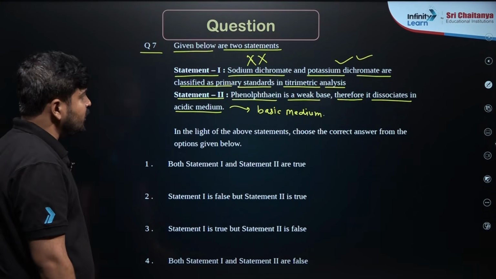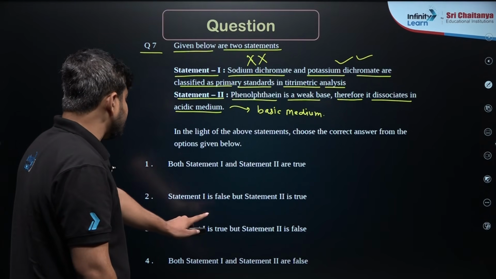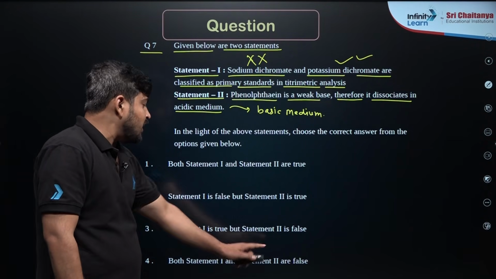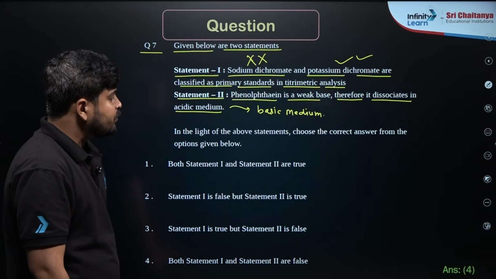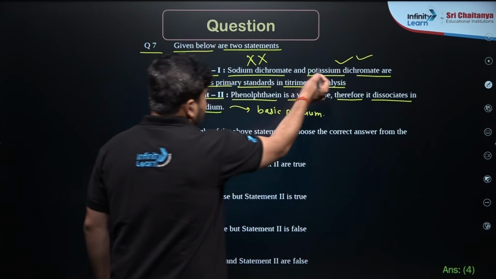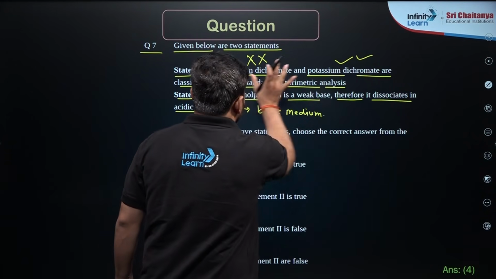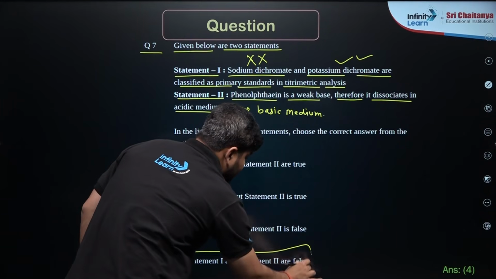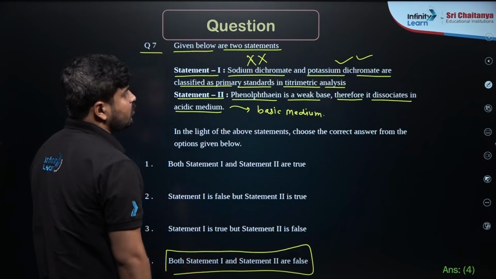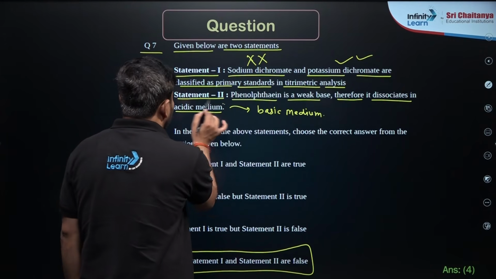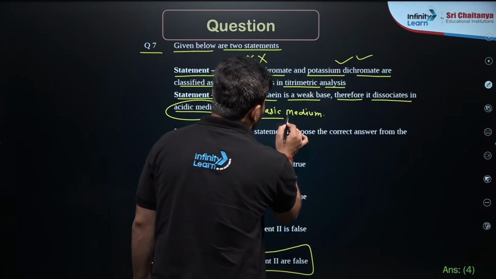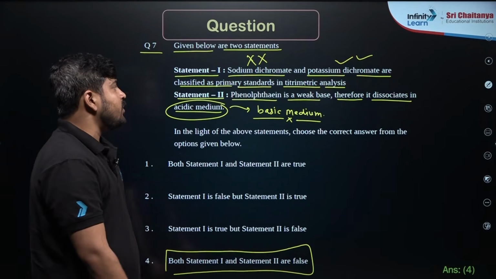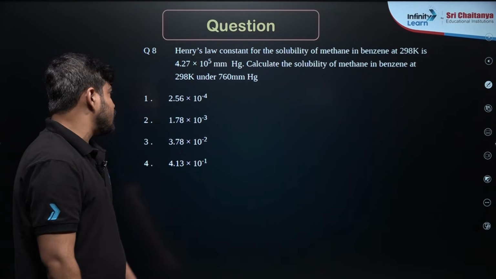So what we can say: here statement first is true but statement second is false. Both statement first and statement second are false. This one we are not using, only this one we can use. So we can consider that both statement first and second are false, because here it is given acidic medium, and here we require a basic medium. Please remember.